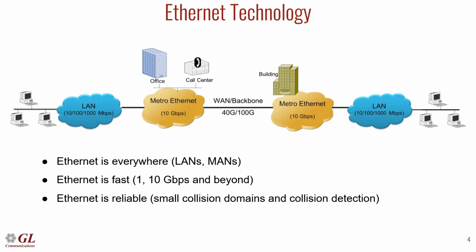Okay, so I probably don't need to tell you this. Ethernet is basically everywhere these days. It's become the dominant technology on local area networks, metropolitan area networks, and even backbones are running Ethernet as well. So why is that? Well, Ethernet is very fast. These days we're talking about 1 gig, 10 gig, 40 gig, 100 gig Ethernet networks. It's very reliable. Small collision domains and collision detection algorithms and things like that. It's very scalable technology, and so it's basically ubiquitous at this point.